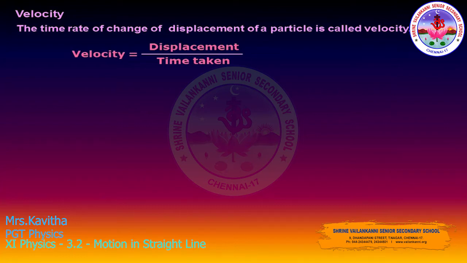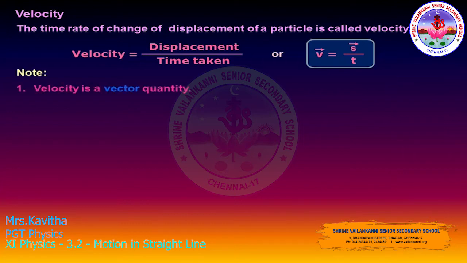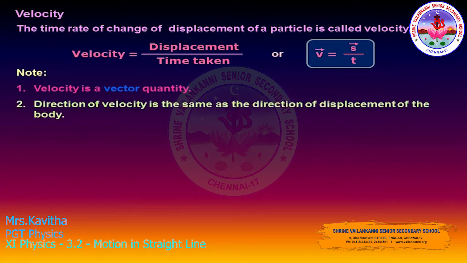As velocity has both magnitude and direction, it is a vector quantity. We have to represent it through the arrow mark on the top, on the head. So V vector is equal to S vector by T. That means velocity is equal to displacement by time taken. The direction of velocity is the same as the direction of displacement of the body.